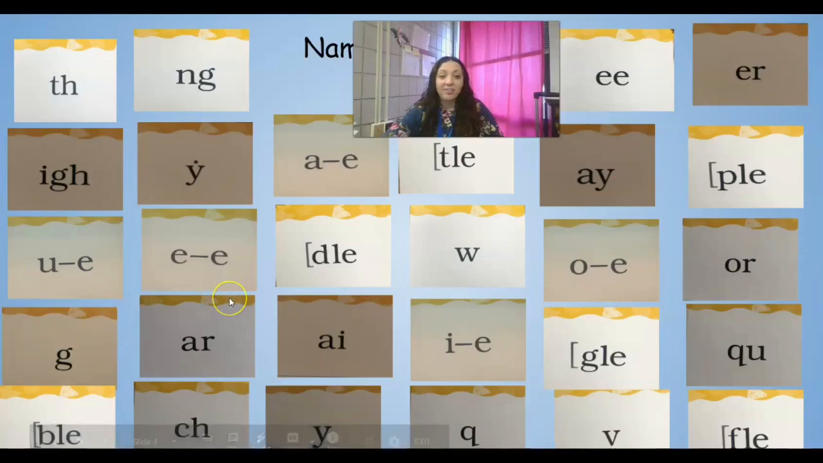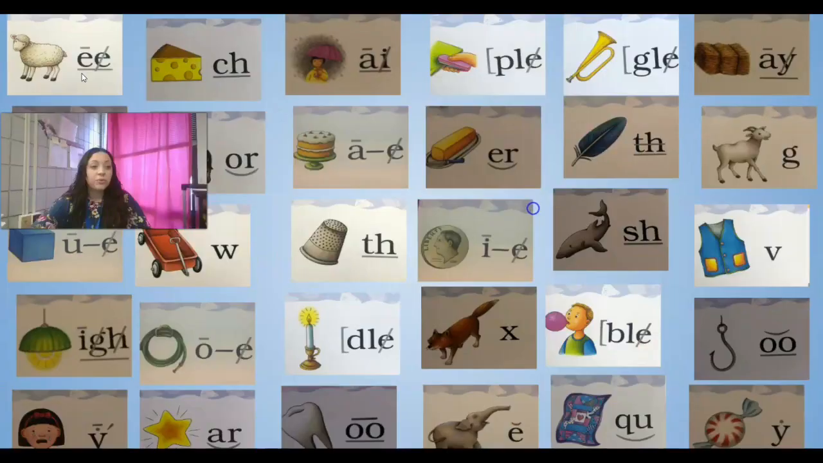G. Combination AR. Digraph AI. I consonant E. Final syllable GLE. Combination QU. Final syllable BLE. Digraph CH. Y, Q, V. Final syllable FLE. We are going to quickly go through our letter sound cards, or our spelling sounds.